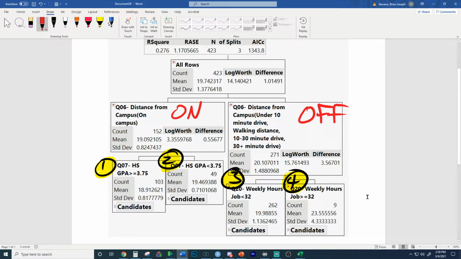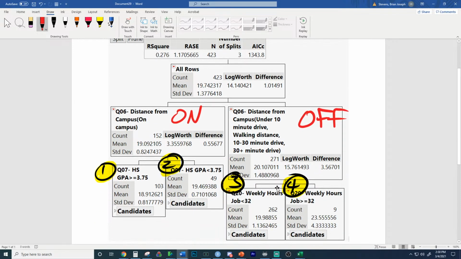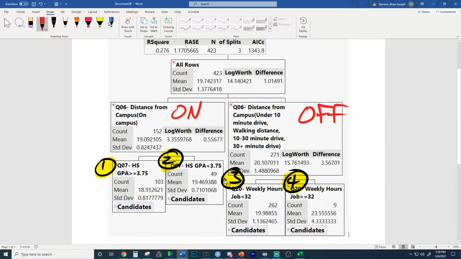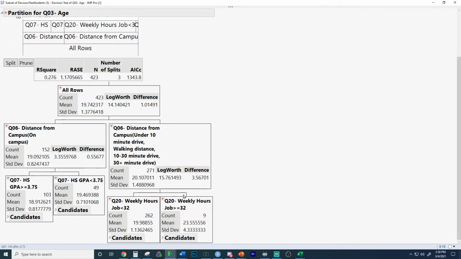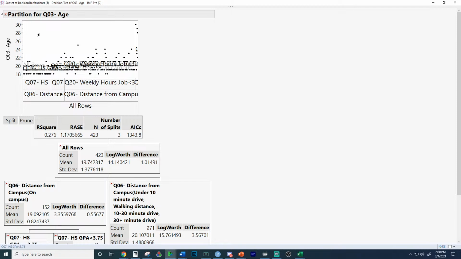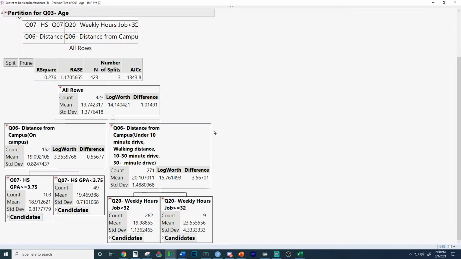And I just want you to think about this. I work during the summer, but these people right here are working 32 hours or more a week. The average age of these 9 people who live off campus and work 32 hours or more a week is 23.55555. And this was the Y variable we wanted to analyze. Remember in the graphic that we had, the Y variable is how old people are. This is a different one than we were doing before, but we're analyzing age. So when you go down here, you get the age.